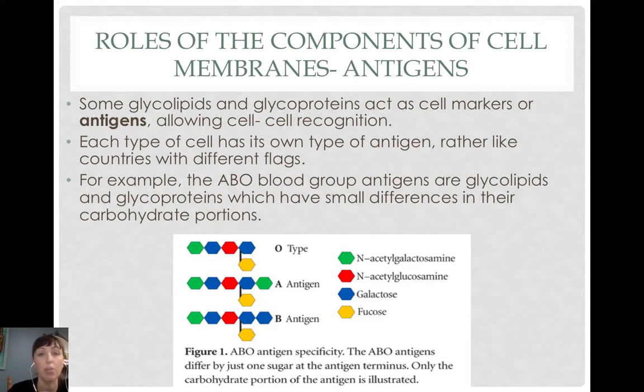Some glycolipids and glycoproteins act as cell markers, or antigens, allowing cell-to-cell recognition. Each type of cell has its own antigen, so it's kind of like a country with a different flag. For example, the ABO blood group antigens are glycolipids and glycoproteins, which have tiny differences in their carbohydrate portions, and that's the ABO antigen specificity. The ABO antigens differ by just one sugar at the antigen terminus, and only the carbohydrate portion of the antigen is illustrated here.